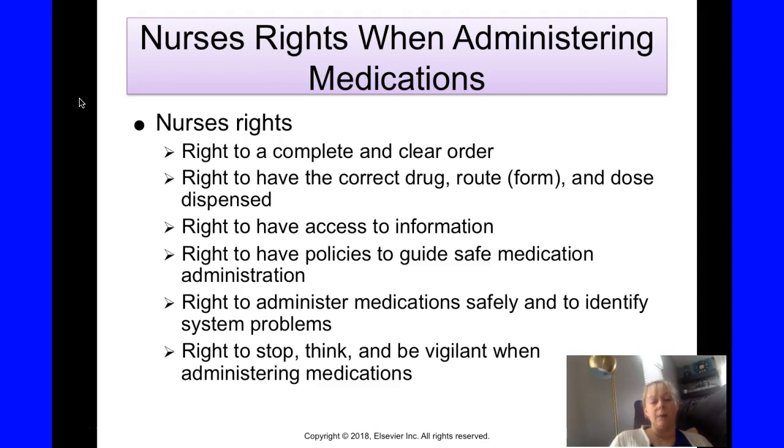And identifying any problems. You have the right to stop, think, and be vigilant when administering medicines. Now, this is one thing that's tough in the nursing world because it's so busy, you don't have time to think. But you have that right to stop and think when you're giving those medications. So if you're overwhelmed and say you're not sure about the dosage, you have a right to stop and just process it in your head, maybe do another calculation. Nobody should rush you through that.